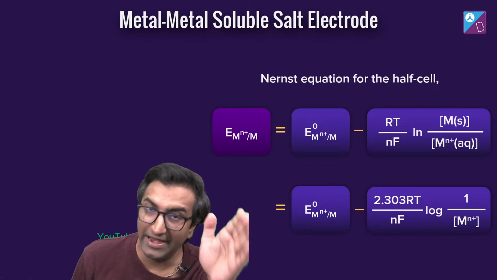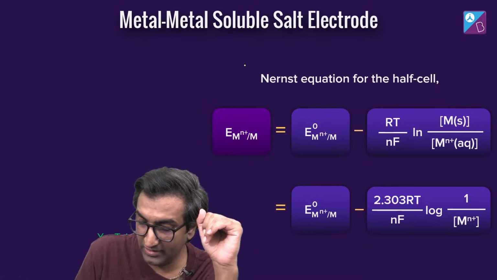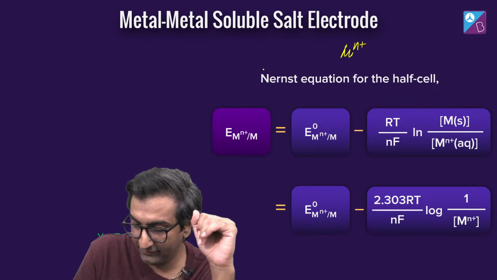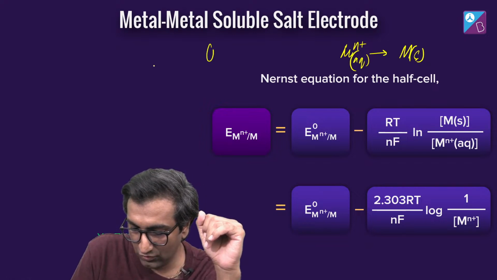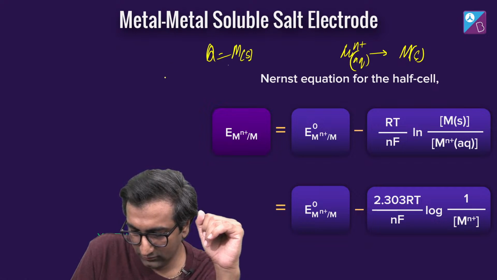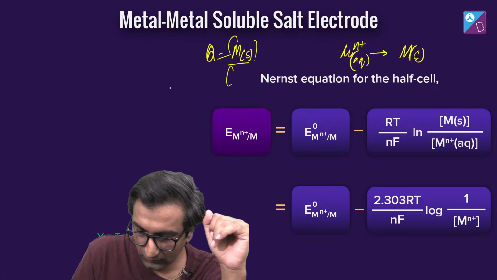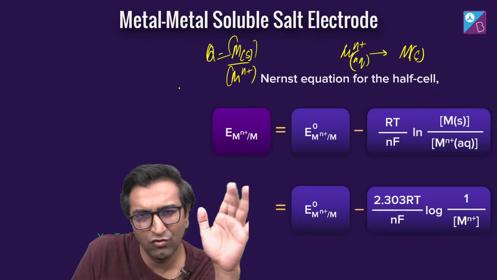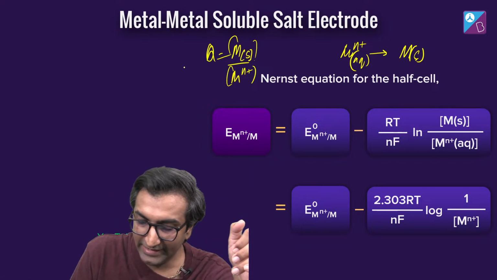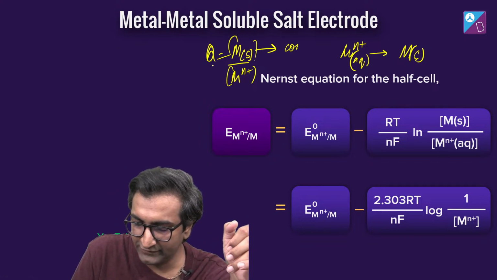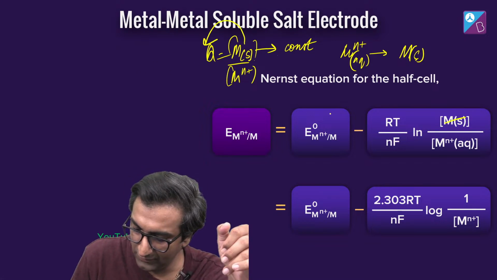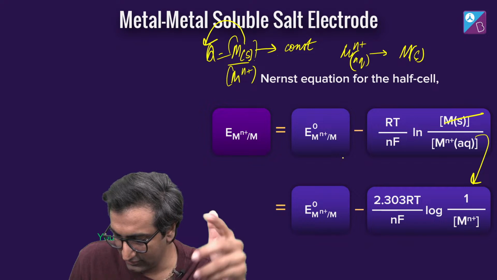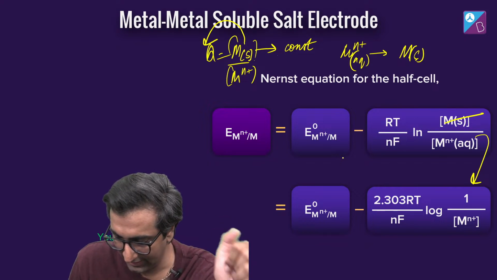खैर, if I were to write it like this, यहां पे रिडक्शन हो रहा है M^n+. This is not manganese, okay? It's just some metal M, which is giving you solid, which means Q is going to be M solid divided by M^n+. And you know from equilibrium that this is considered to be constant, तो हम लोग इसको equilibrium constant या Q में ही डाल देते हैं. So we take this to be 1. ठीक है? That's why this is there. Revision of what we've done before, nothing complicated there.